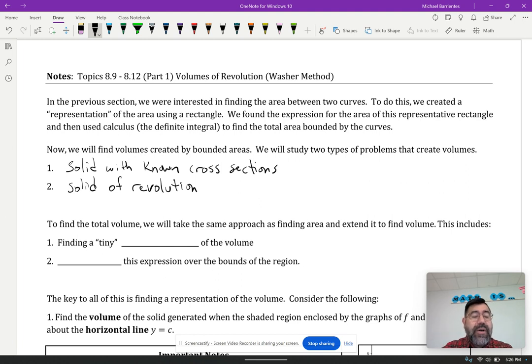So just like before, we're going to find tiny representations of the volume. In other words, we're going to take slices. We're going to take our three-dimensional shape and imagine us taking slices of it. When I open it, we're going to see the cross section, and then we're going to add an infinite number of those slices. By doing that, we're really integrating the expression over the bounds of the region, between my A and B values, my lower and upper limits of integration. So this is the process. It's going to be the same as before.